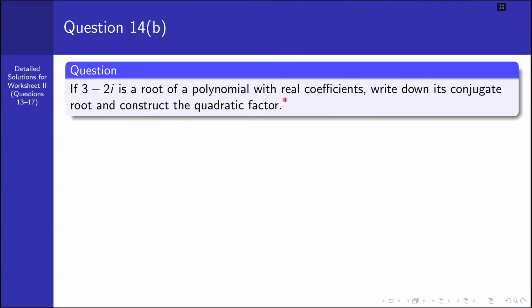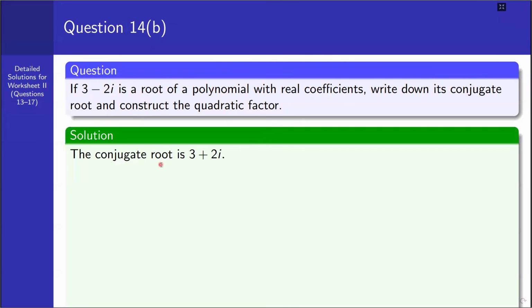We need to determine the quadratic factor of the expected polynomial function. Okay, first the conjugate root is 3 plus 2i, which is the complex conjugate of the given complex number, 3 minus 2i.